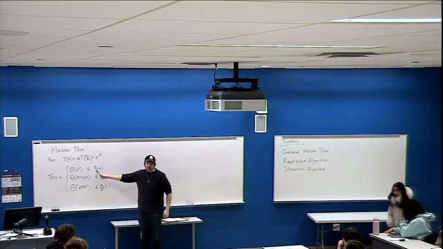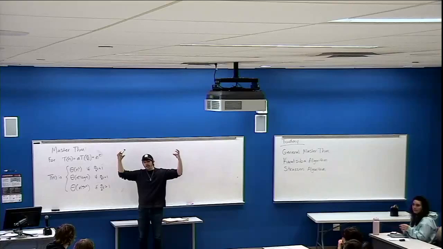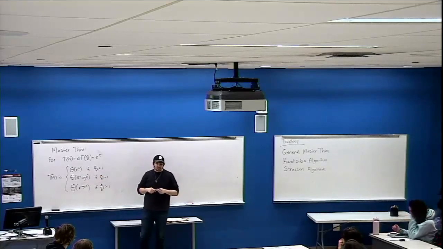We found through our whole arguments using the geometric series and all of that, that when we have the condition of a over b to the c is less than 1, then it's top heavy. The first call matters the most. That is, it is order of n to the c.